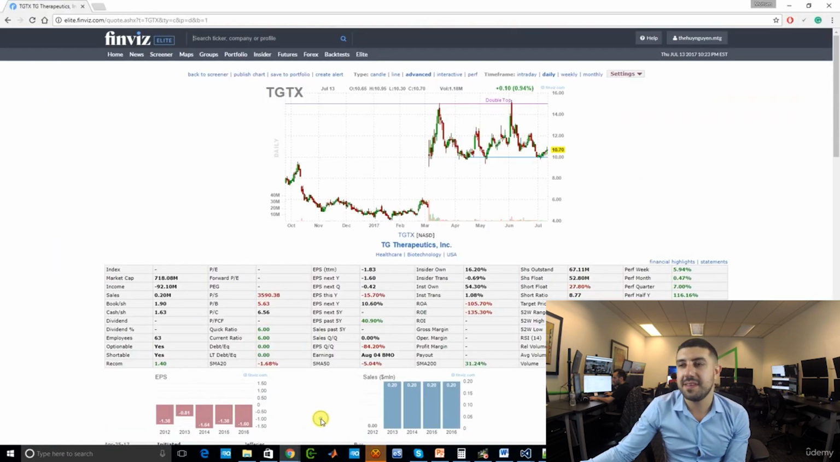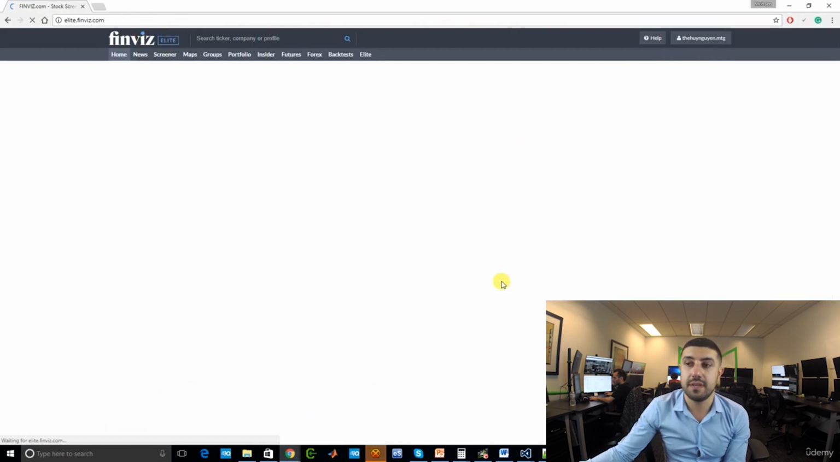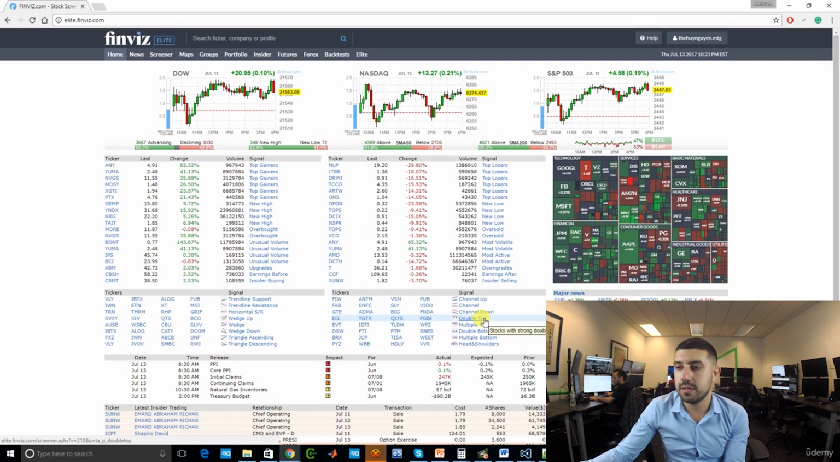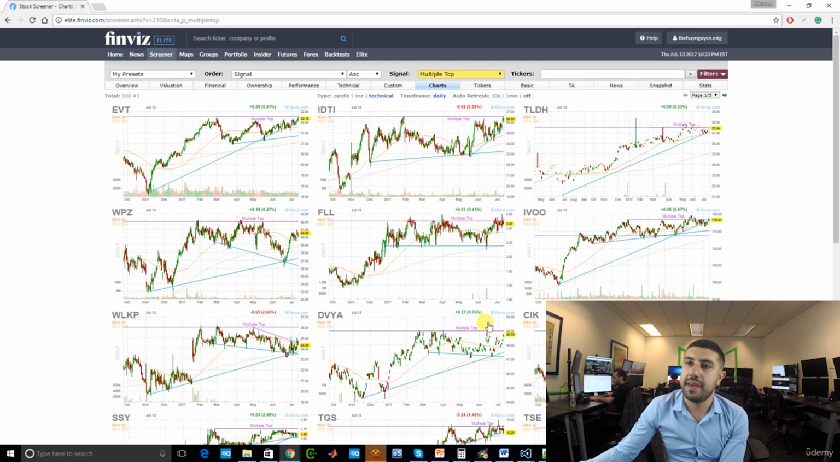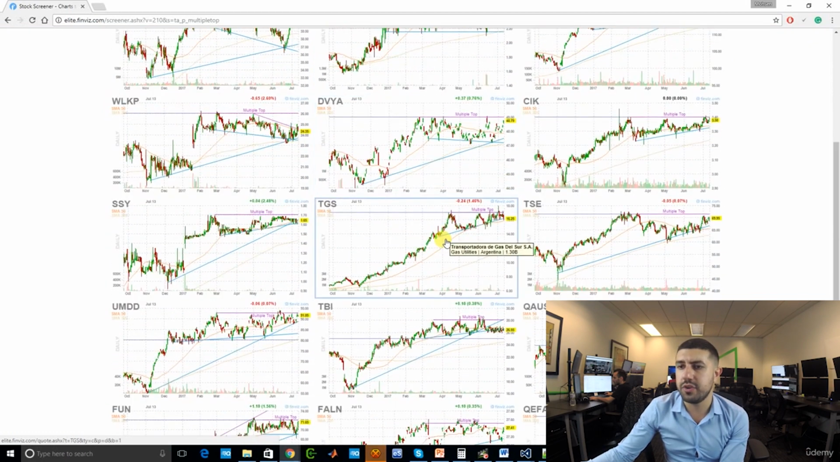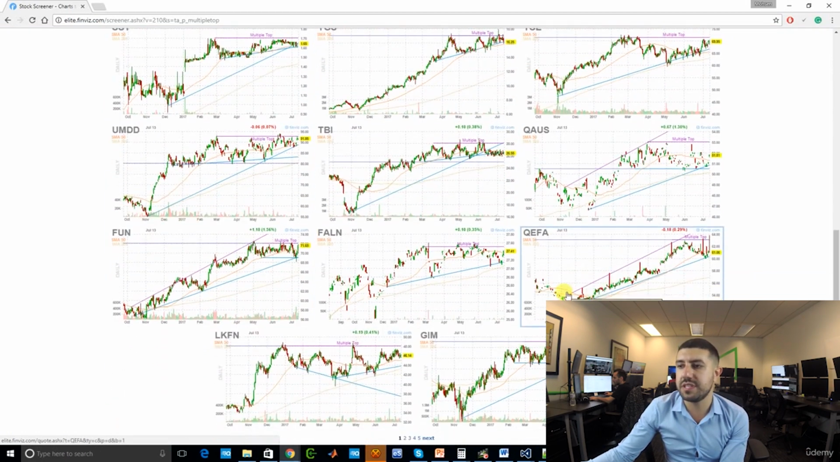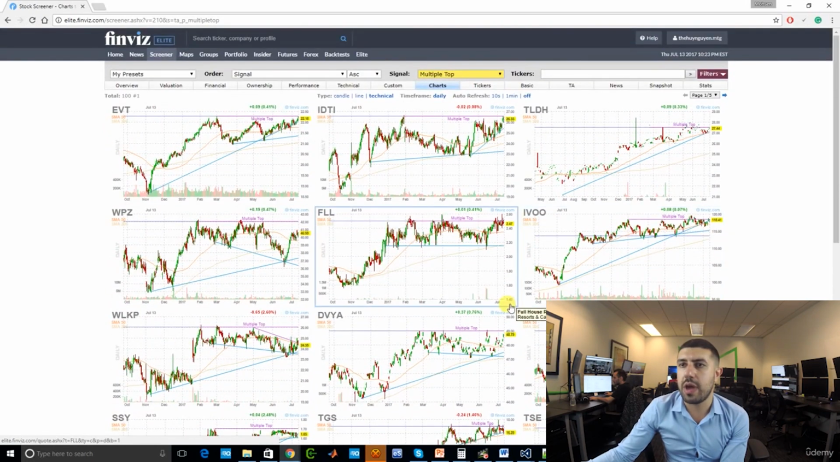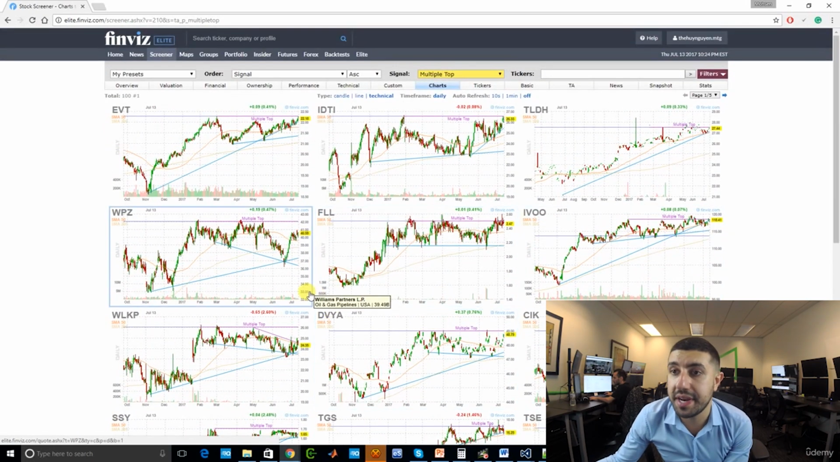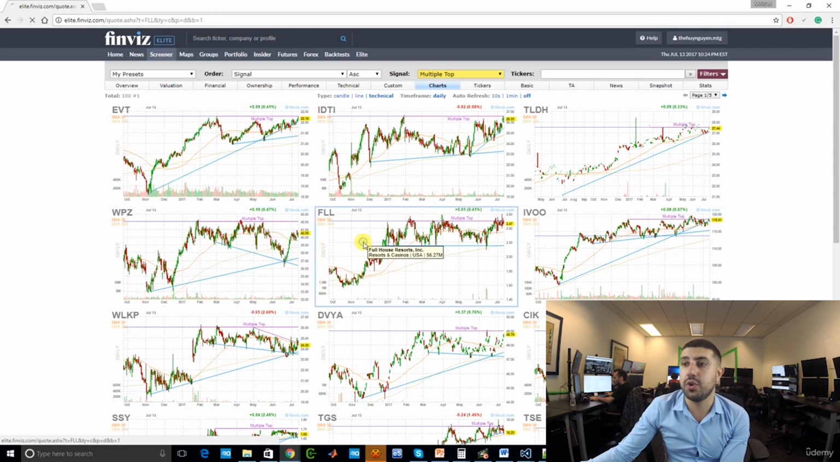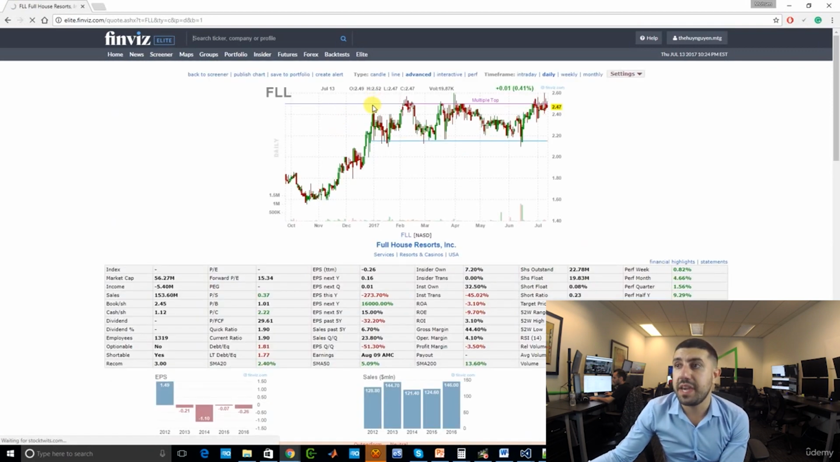Let's get back to Finviz. Again, in Finviz, there's a section for multiple tops. And you can look through them and you're going to see a bunch of different charts where you have something that hit a top several times and it couldn't break through it.